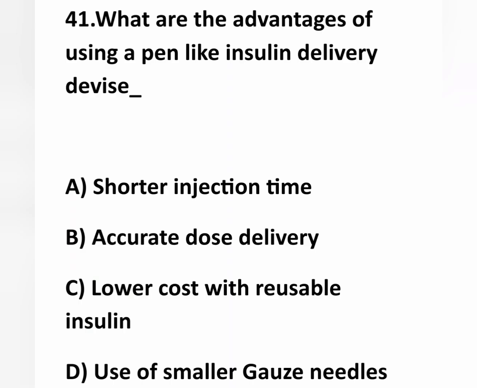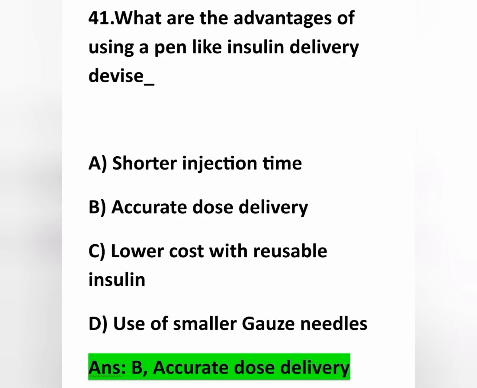The next question, what are the advantages of using pen-like insulin delivery device? Option A, shorter injection time. Option B, accurate dose of delivery. Option C, lower cost with reusable insulin. Option D, use of smaller gauge needles. Question, advantage of using pen-like insulin delivery device. Okay, by using pen-like insulin delivery device, we can make accurate dose of delivery. Option B is the correct answer.